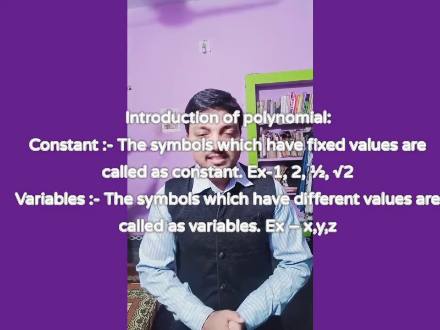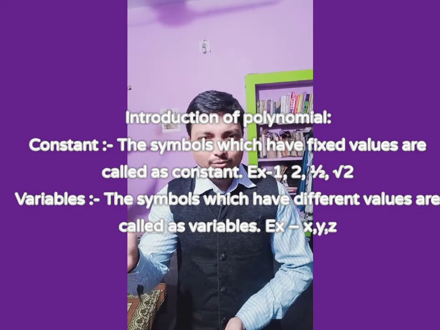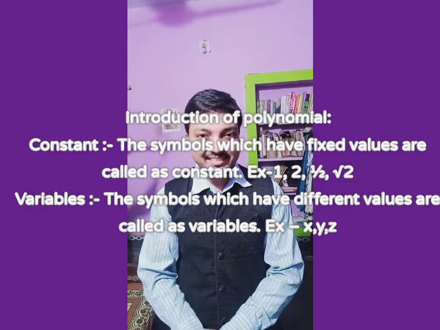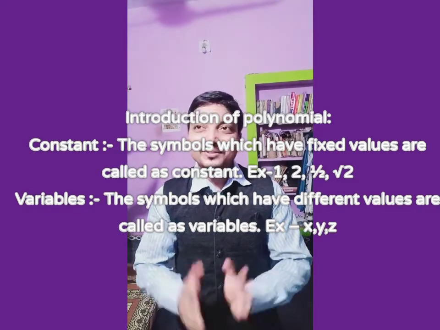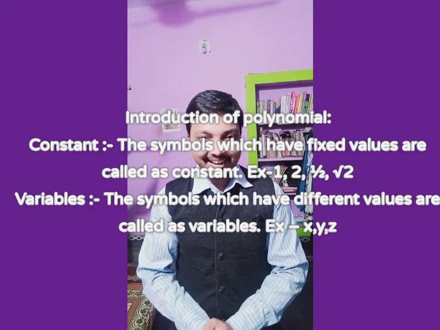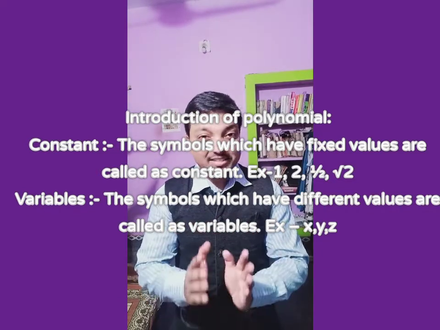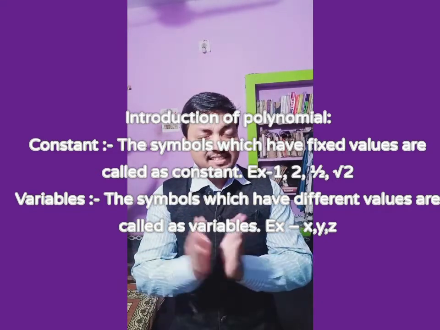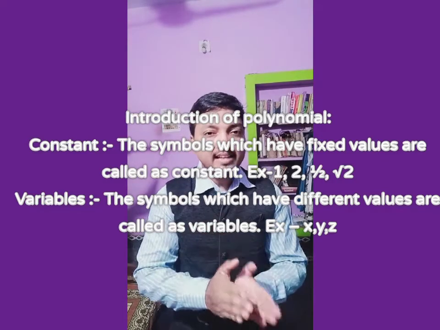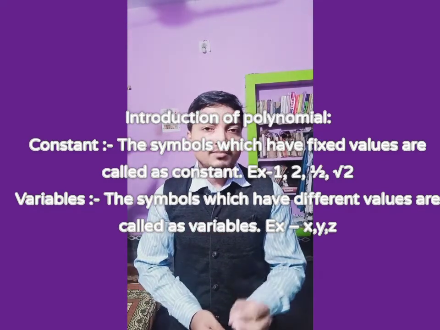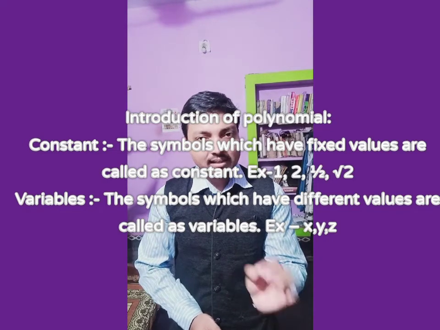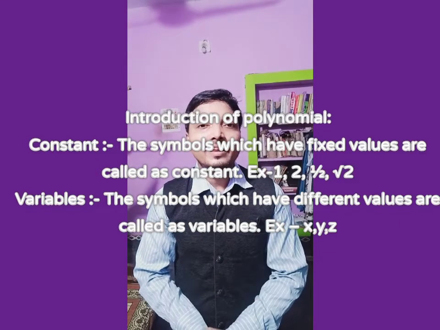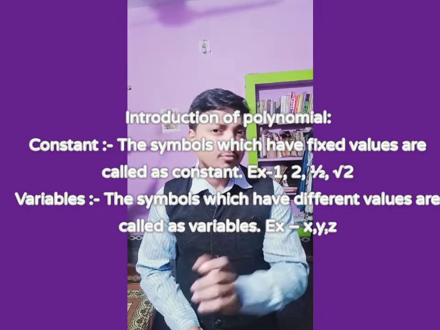The examples of constants are 0, 1, 2, 3, 1 by 2, root 3. All these are called constants. Which value is fixed? Numeral values are fixed. So a constant is just like our numbers. Then our variable is also a symbol. It is the symbol which has different values, just like x, y, z. Any small letter you may use will represent a variable. In another word, it is called a literal, because it is a letter.